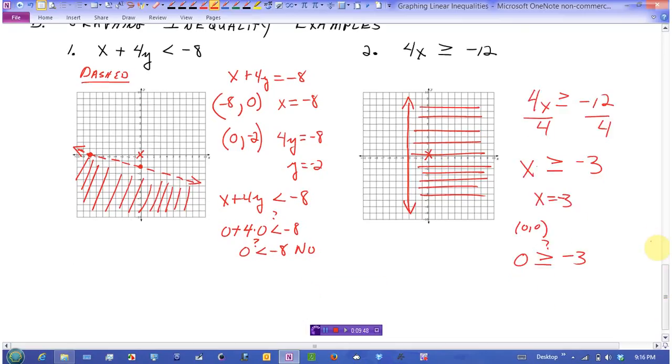Now, for the vertical and horizontal lines, a lot of times you can see what side to shade. Do not use that method for these other types of lines, you will get a wrong answer. What you really need to do is pick a point and test it. So don't just assume that you can tell, because of the inequality, what side of the line it's going to be shaded on. That's a really big mistake. Always pick a point and test it.